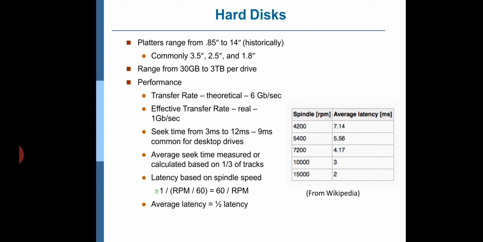Average seek time is measured by calculating based on one third of the tracks. Latency is based on spindle speed, in rotations per second. Average latency is half of the rotation time. The spindle speeds and average latencies are: 4200 RPM, 7.14 ms; 5400 RPM, 5.56 ms; then 7200 RPM, 4.17 ms; 10,000 RPM, 3 ms; and 15,000 RPM, 2 ms, from Wikipedia.